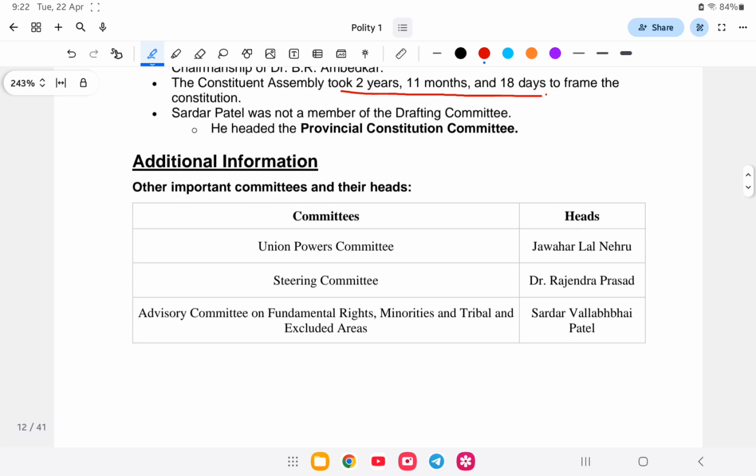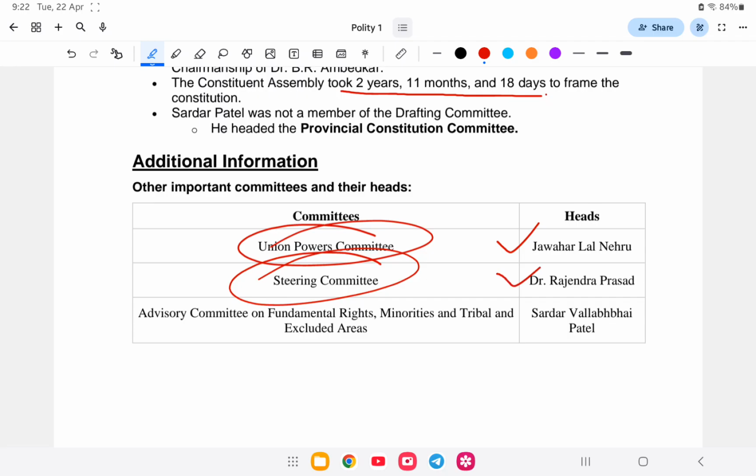Other important committees: the Union Powers Committee, headed by Jawaharlal Nehru; the Steering Committee, by Dr. Rajendra Prasad; and the Advisory Committee on Fundamental Rights, Minorities and Tribal and Excluded Areas, by Sardar Patel. So this is the answer.